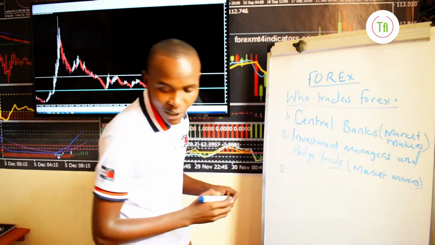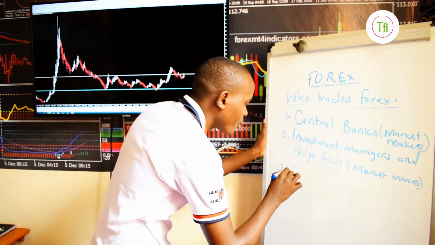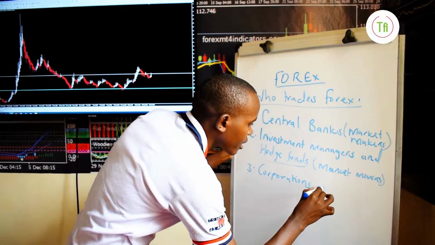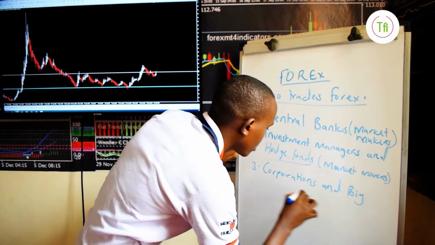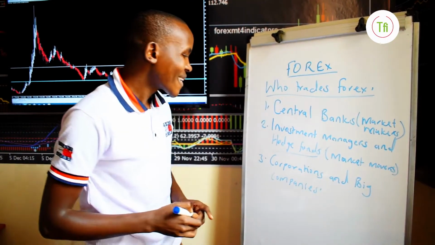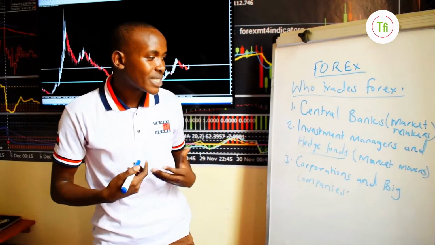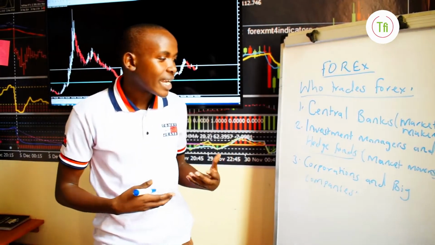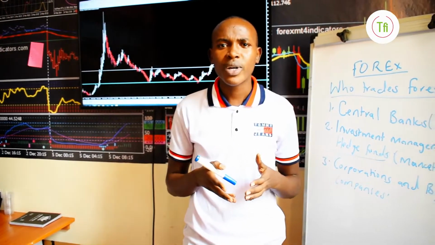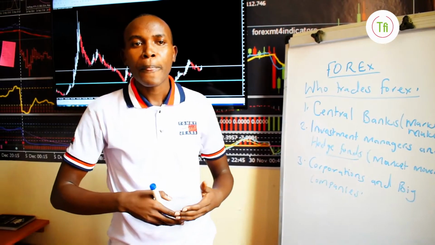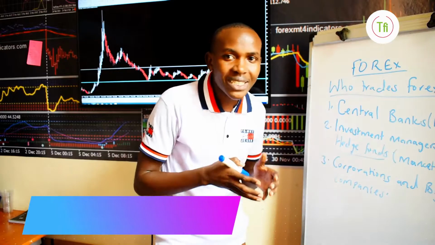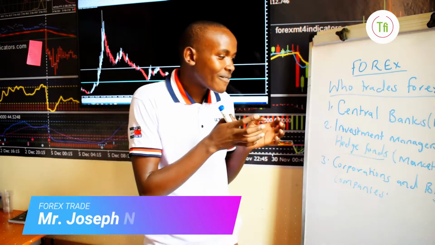We have the third category of people who trade forex. They are known as corporations, corporations and big companies. These guys participate in the forex market to maintain the value of a currency. An example of a company that participates in the forex market is Microsoft in the US, and another company like Huawei in China. These two companies will participate in the forex market to maintain the value of a currency.